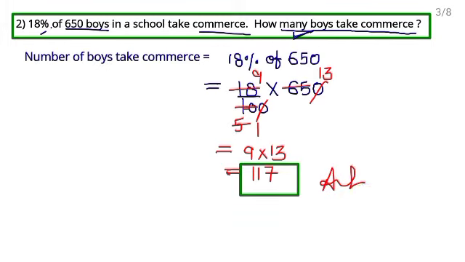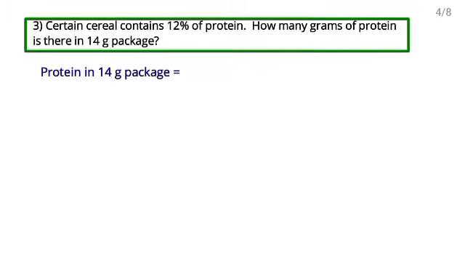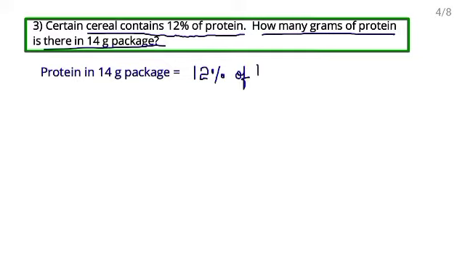This is your answer. Next, question number 3. A certain cereal contains 12% of protein. Protein is 12%. Now they are asking how many grams of protein is there in a 14-gram package. Okay, so in a 14-gram package also there will be 12% of 14 gram protein.